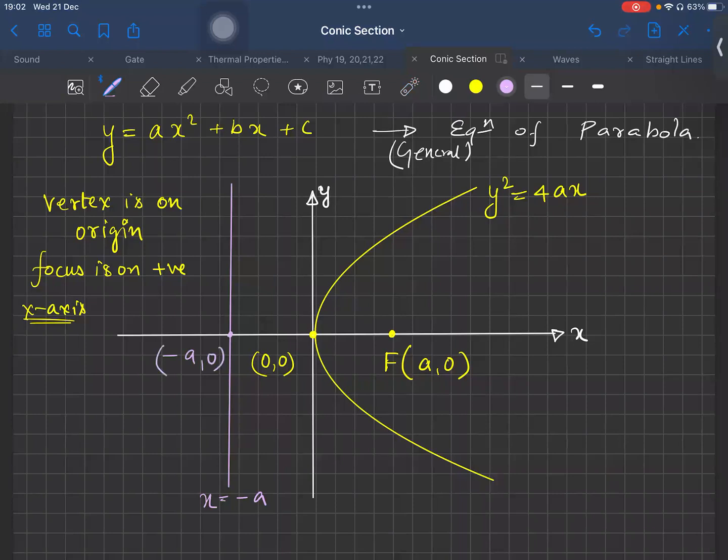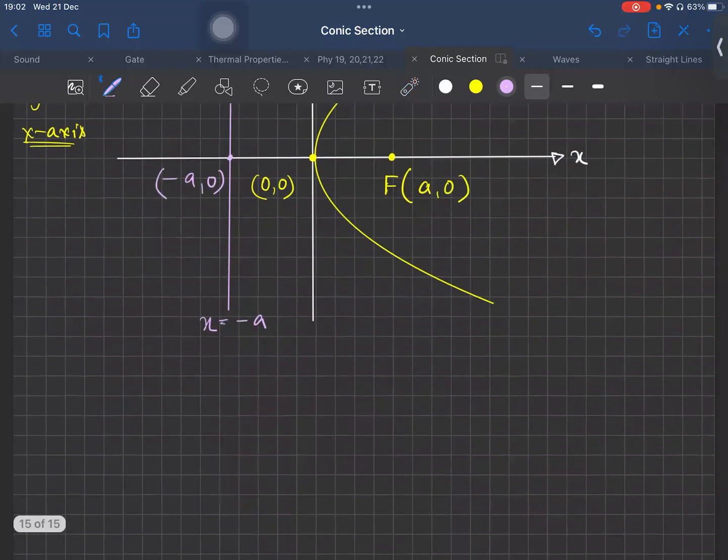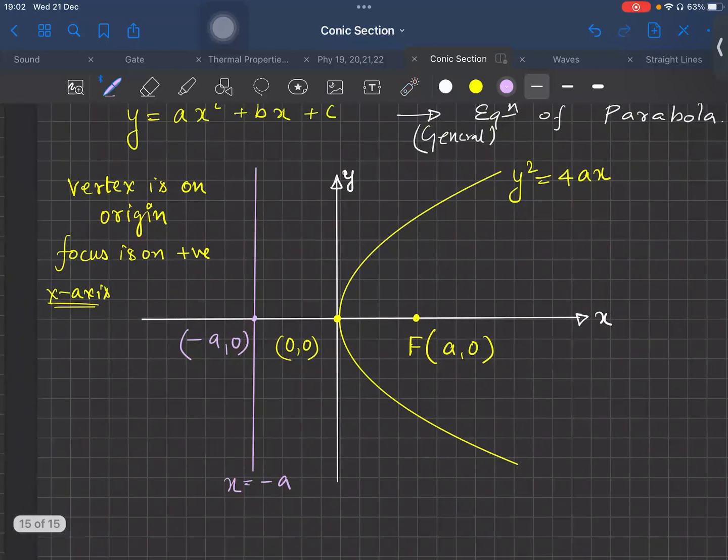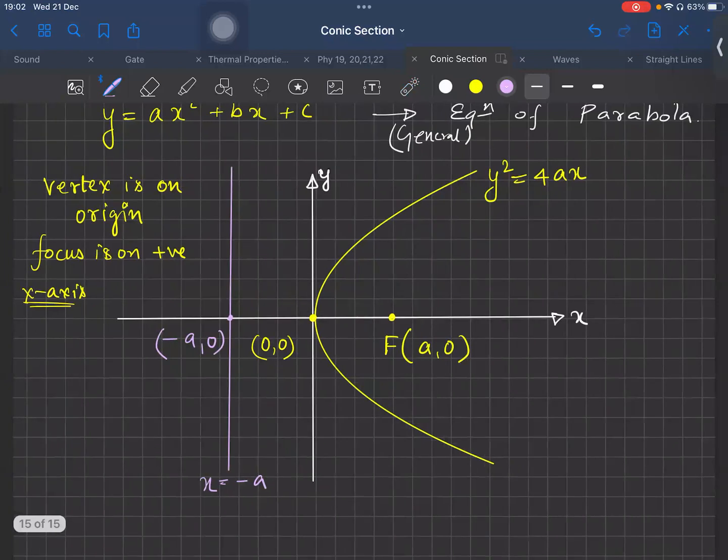Here the parabola's mouth is opening to the right side, the positive x-axis. If the mouth is opening in the negative x-axis, how will you write it? If you have a parabola something like this, where will its directrix be, and what will be the equation of the parabola?